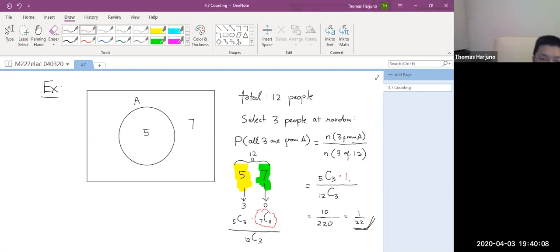Okay. You can think this way. Why does 7 choose 0 equal 1? Well, suppose we have 7 items: 1, 2, 3, 4, 5, 6, 7. How many ways can you select nothing from there? There's only one way. And how to do it? Don't choose anything. That's why 7 choose 0, in fact, anything choose 0, equals 1. Okay, that's something nice to know.